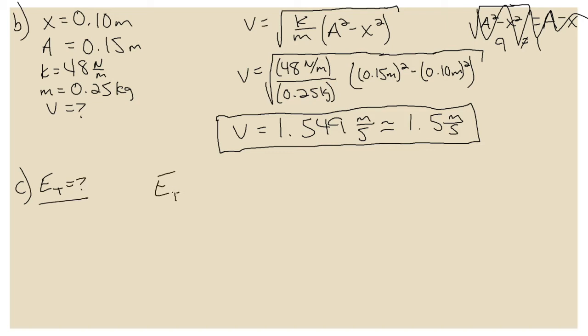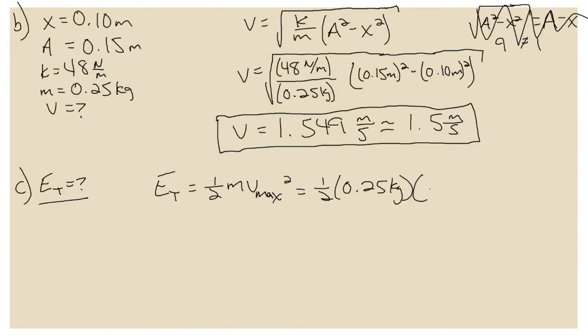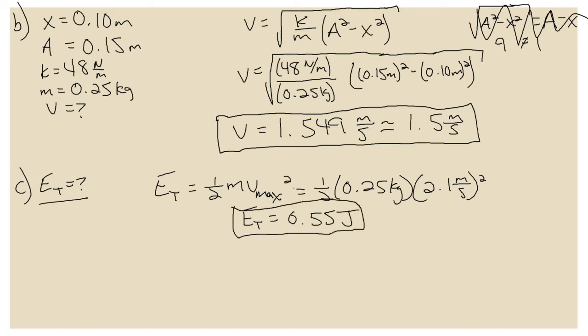I'm going to say that the total energy here is just going to be 1/2 m v max squared. Notice I'm not writing down the knowns again because I've already written every single one that I need for this multiple times now. So I have 1/2 of the mass, which is 1/4 of a kilogram, and I'm going to multiply that by the maximum speed squared. Remember, the maximum speed was 2.1 meters per second, and I'm going to square that whole thing. That gives me a total energy of 0.55 joules to 2 digits. So that's my total energy, a little over half a joule.